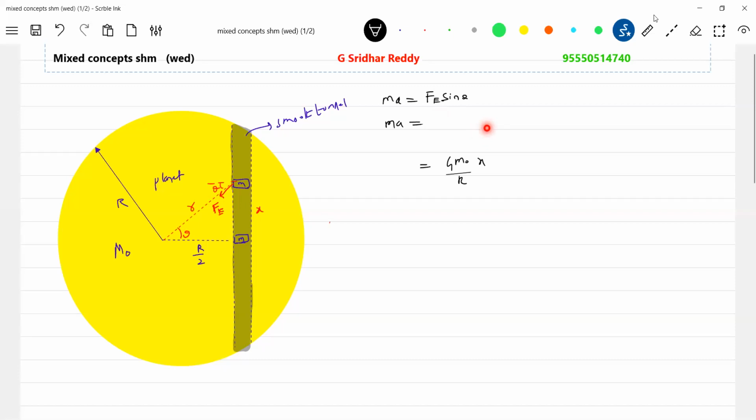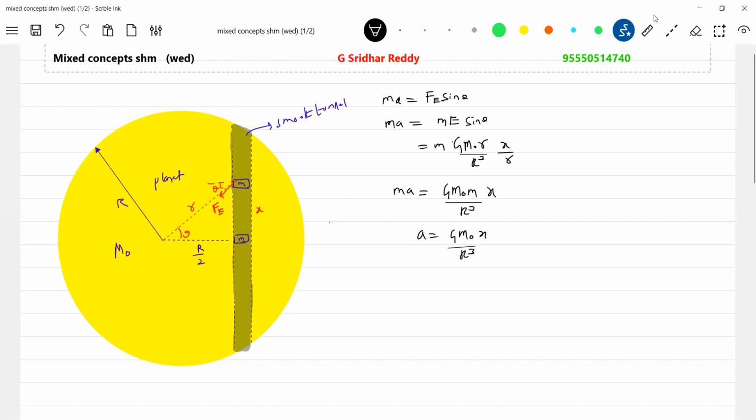I'll write one step. So some of you are asking, sir, from where it is. M into E, no? Fe will be M into E into sine theta. So this should be equal to, what is the field strength inside the solid, inside the planet? G m naught r by R cube. Sine theta will be X by R. So G m naught over R cube into X. So m gets cancelled. So a is equal to G m naught over R cube into X, that one.